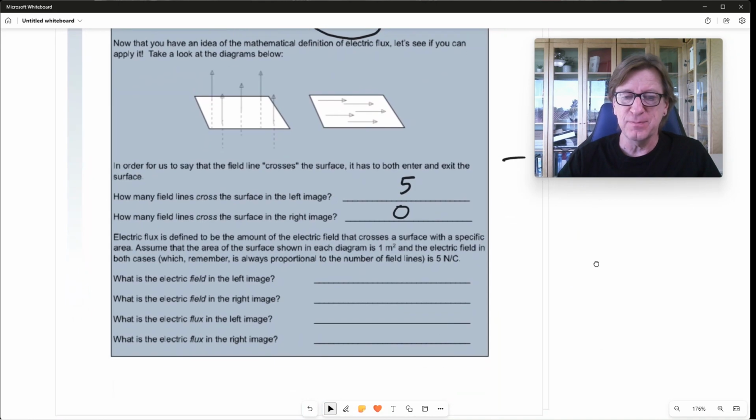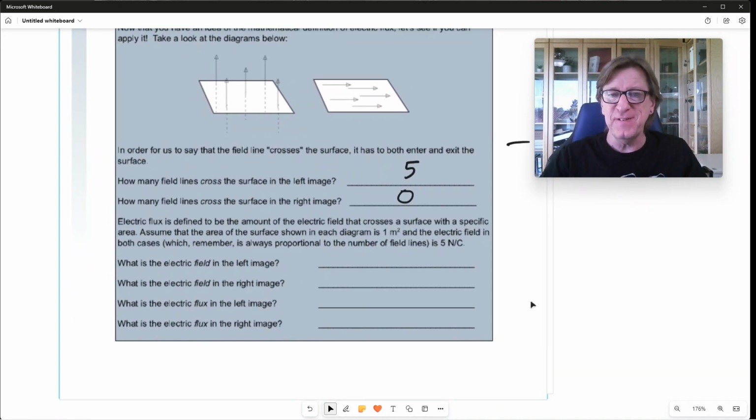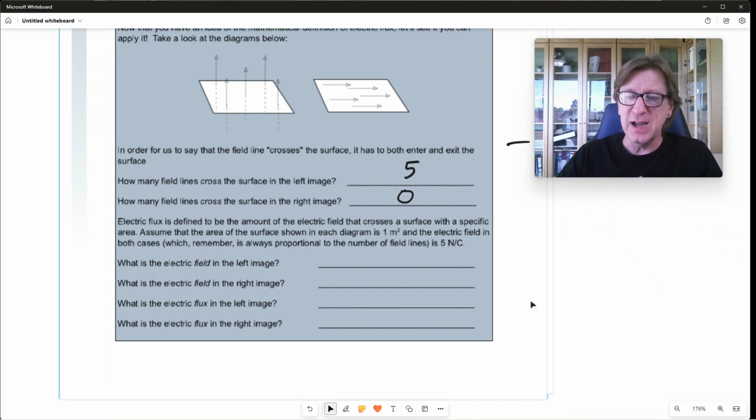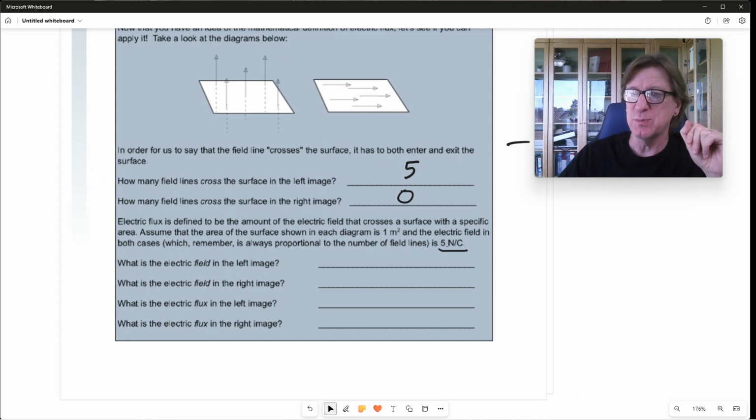Let's come down here, and it says, what is the electric field in the left image? Now, we're defining the electric field, it tells you in the text up there, to be 5 newtons per coulomb. And we're doing that because the strength of the electric field is going to be proportional to the number of lines. It doesn't have to mean 1 line equals 1 newton per coulomb, but that's a reasonable kind of proportion. So the text here tells you we're going to define the electric field here to be 5 newtons per coulomb. So what is the electric field in the left image? Well, duh, right? It's 5 newtons per coulomb.